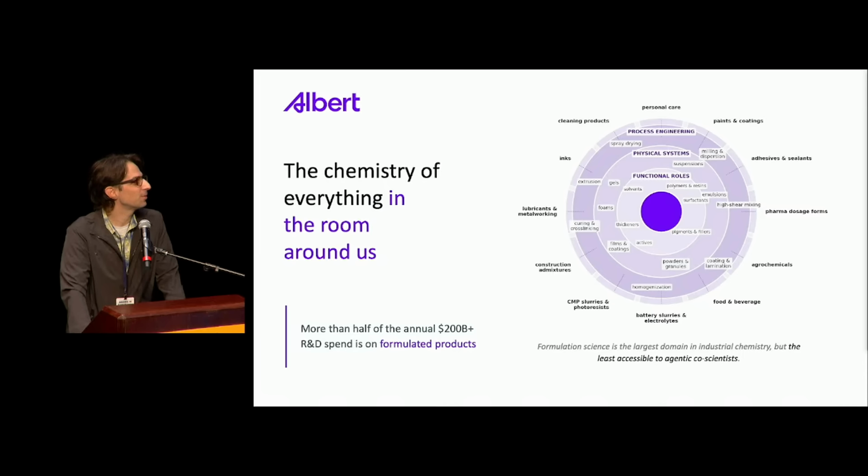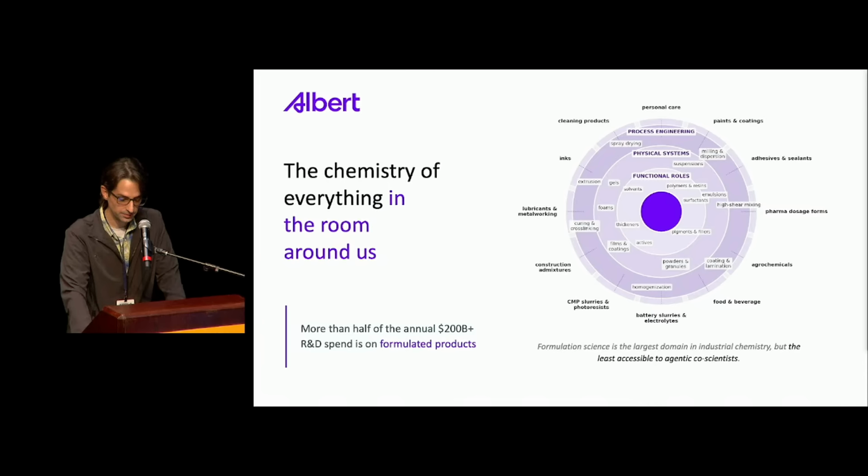The personal care products you may have used this morning are all formulated products. Formulation science is the largest domain in industrial chemistry. More than half of a $200 billion annual R&D spend goes towards formulated products like these. And it's in this domain that it is the least accessible for agentic co-scientists, because most of the knowledge that determines success today lives in tacit, unpublished, proprietary form, and is seldom, if ever, surfaced to the public sphere.